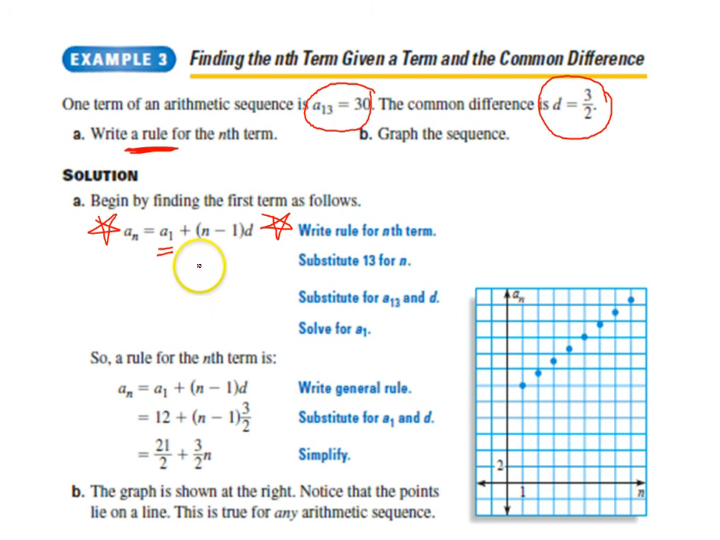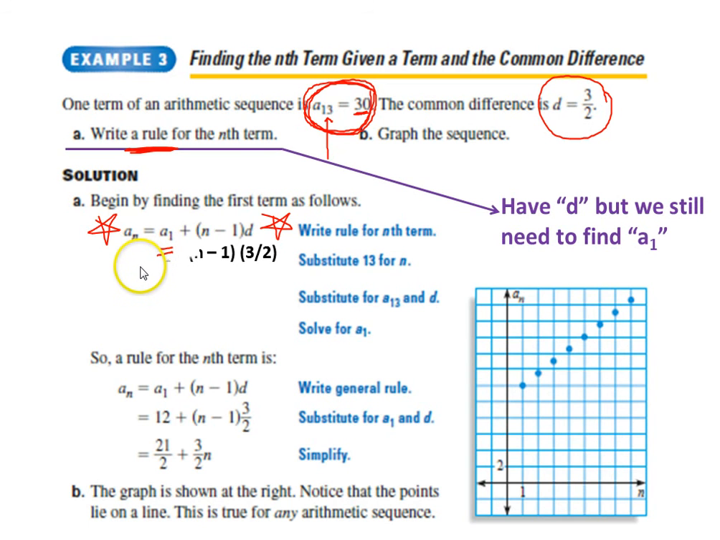Okay, so plug in what we do know. We know d is 3 over 2, so we're going to plug that in for d. Then this right here, a sub 13 equals 30. That gives us two pieces of information. When n is 13, what do we get for an answer? 30. So our answer is 30, which is what I just put in for a sub n. And our d is 3/2. And then what's the last piece of information I can still substitute in here? When is this equal to 30? When n is what?